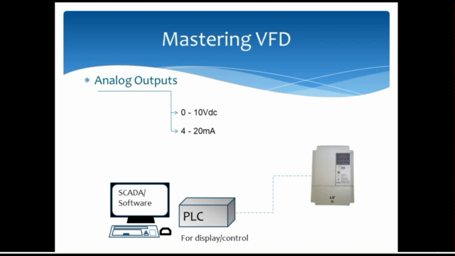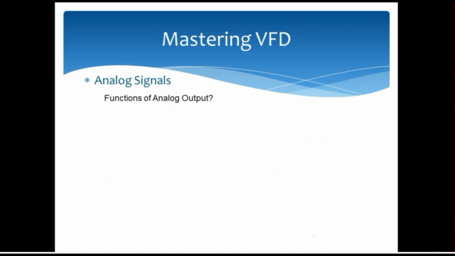But now the question comes, what data we can transfer using analog output? So there is a list of functions which we can use for processing or displaying or both. For example, you can select output frequency. So whatever is the output frequency, the analog output will scale and deliver the data in the form of 0 to 10 volt DC or 4 to 20 milliampere, whichever option is available. So we can select output current or voltage or power. There are many options. All you need to do is to check the list in the parameters.